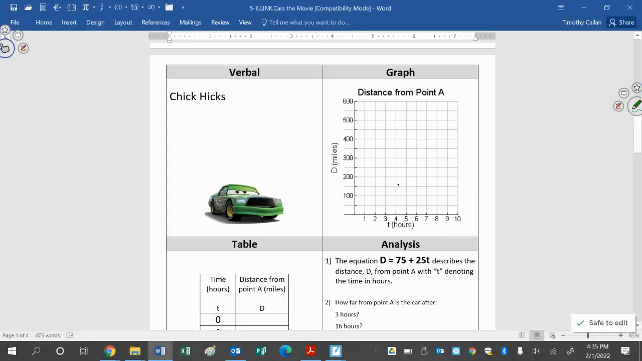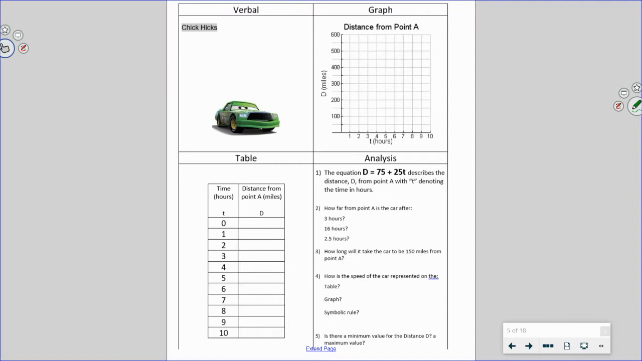Now, at this point, I would recommend that you go ahead and pause the video, see how much you can fill. Can you take that equation and find a table of values, write in words what his relationship is, and write his distance? Now, just a note, Chick cheats. Don't forget, Chick's a cheater. All right, pause the video, come on back when you are ready.